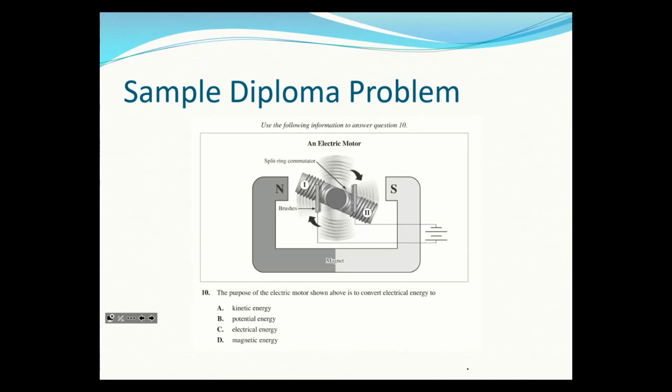Number 10, the purpose of the motor shown above is to convert electrical energy. With a motor, you want to make motion, so you want to convert electrical into kinetic. And you can see there's a split ring commutator, which shows us that this is a DC motor.